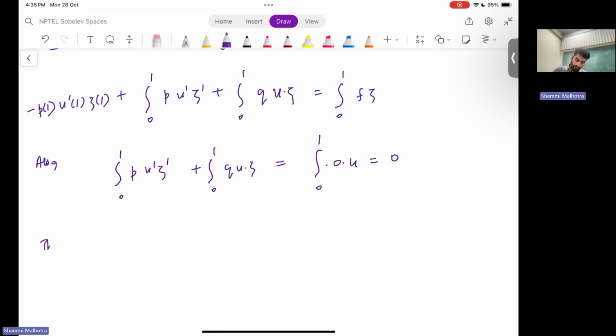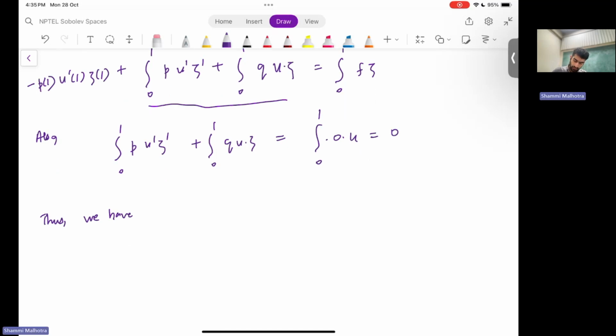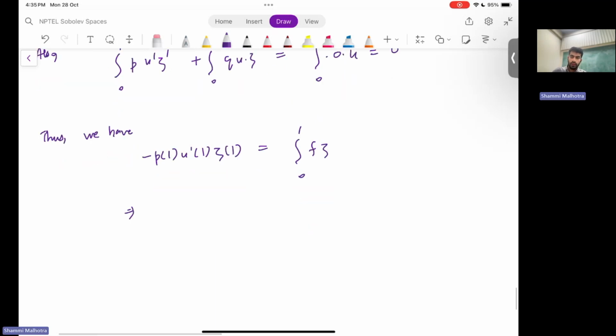So thus we have basically the sum of these two integrals to be 0. So these two integrals basically vanish. So this implies minus p1 u dash 1 zeta 1 is nothing but integration 0 to 1 f zeta. And I know that u dash 1 is negative, so minus u dash 1 is nothing but the modulus of u dash 1. So modulus of u dash 1 times p1 equals integration 0 to 1 f times zeta. So this is what we wanted.